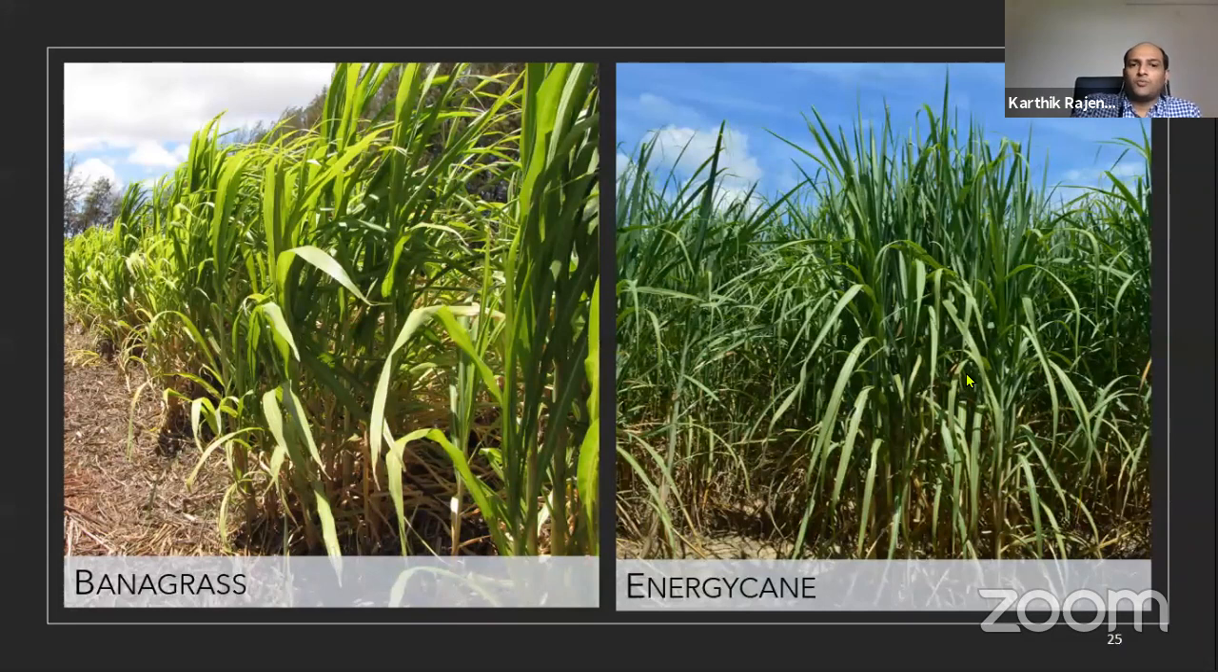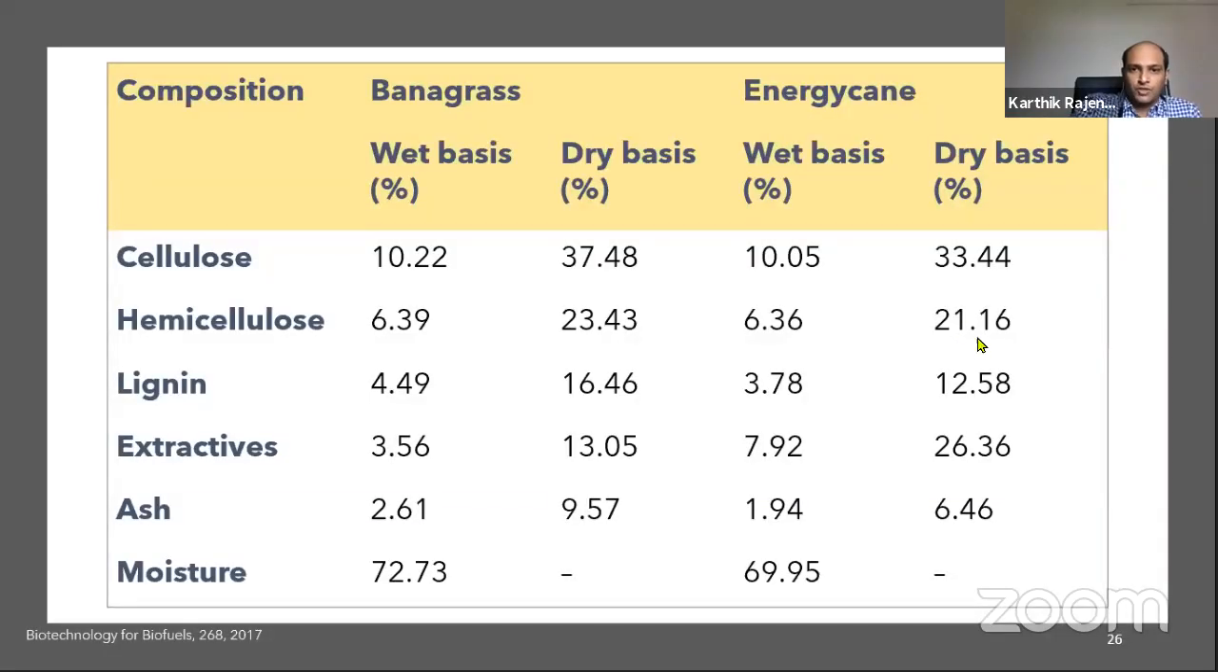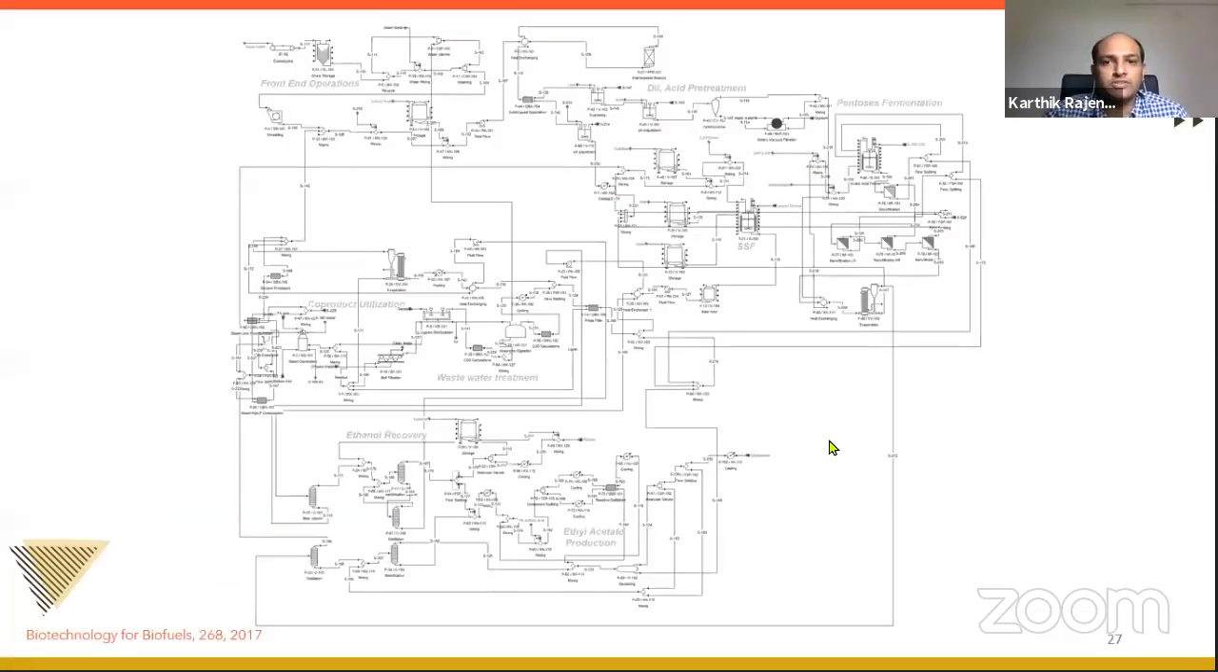These two are wild crops which are cultivated in the Hawaii highlands for renewable liquid fuels or a biorefinery concept system. If you look at the banana grass, the composition is given here below. Most of them have a similar composition. It has 10% cellulose and 6% hemicellulose, and extractives are a little bit higher for energy cane, and moisture is around 69 and 72%. So what we did was develop a complete industrial process.